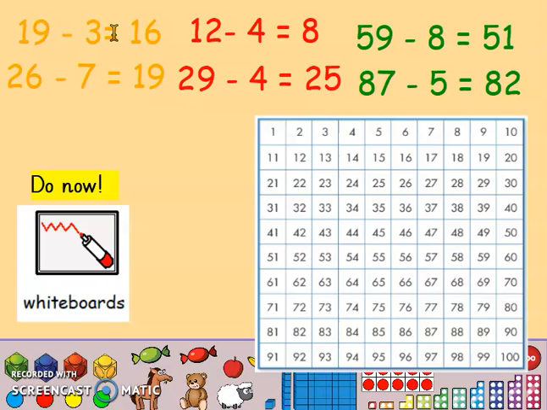19 take away 3 is equal to 16. 12 take away 4 is equal to 8. 26 take away 7 is equal to 19. 29 take away 4 is equal to 25. 59 take away 8 is equal to 81. 87 take away 5 is equal to 82. Well done.